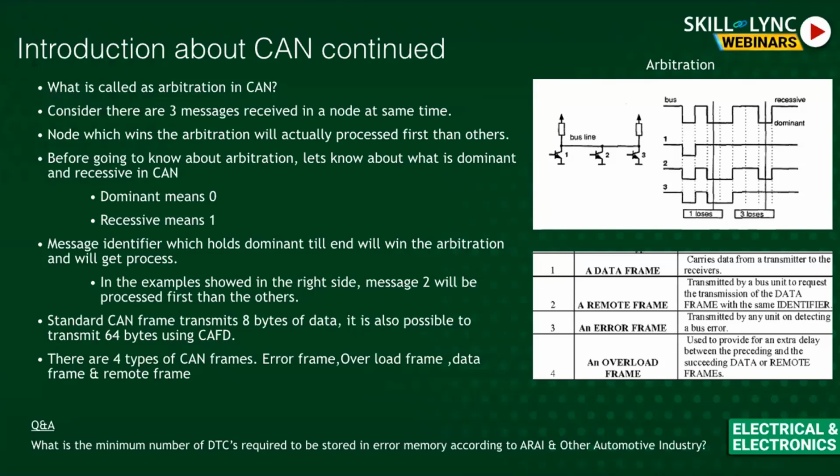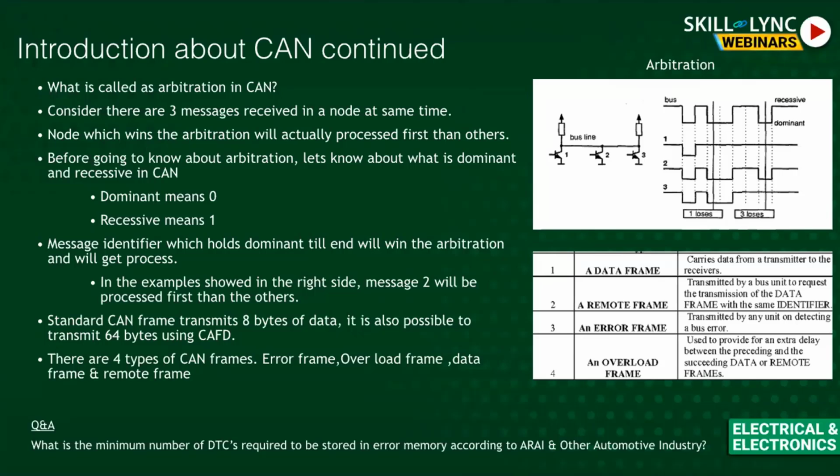While going to the next one, let us see. Messages 2 and 3 are now quite similar. Leave the first one, because it lost, so it is the last priority for me. And 2 and 3 have the same message structure, right? Same plots. Okay, fine. Next, go to the next bit. Both are having recessive bits. Okay, fine.